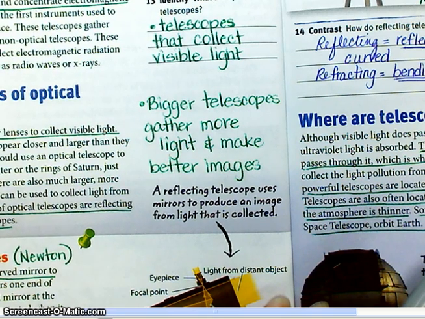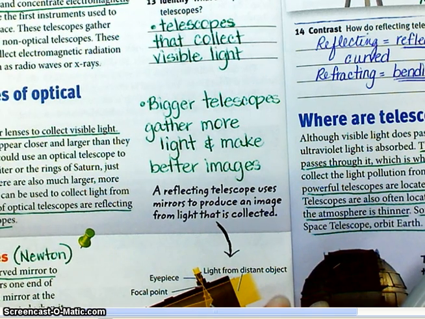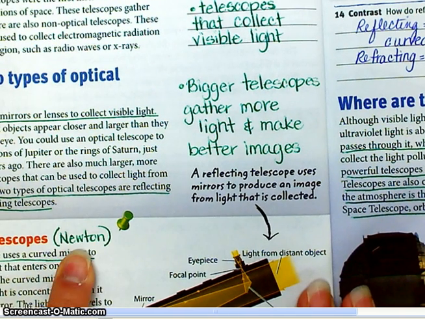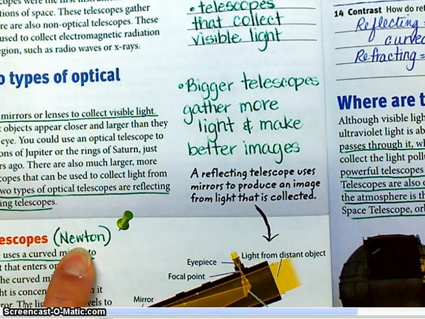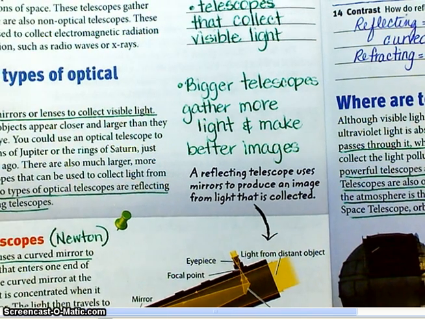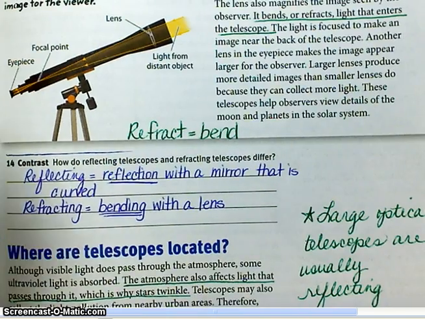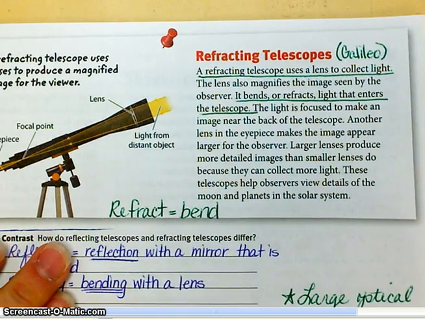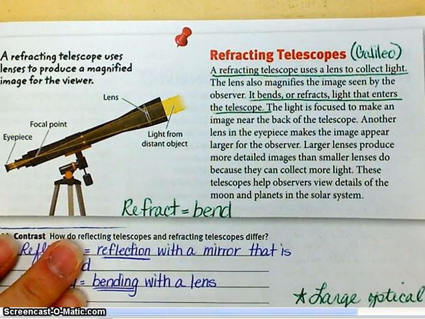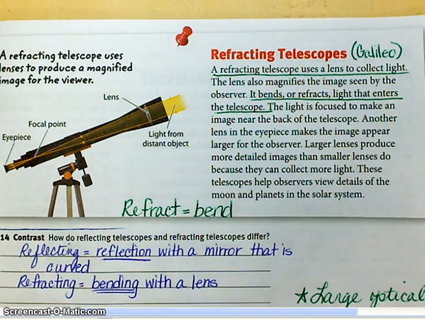Okay. So we talked about the first type of optical telescope, and that was the reflecting telescope. By the way, I put Newton by reflecting telescope because Isaac Newton was the first to develop the reflecting telescope, so he's credited with that. All right, we're going to go to page 315, and we're going to talk very briefly about the refracting telescope.